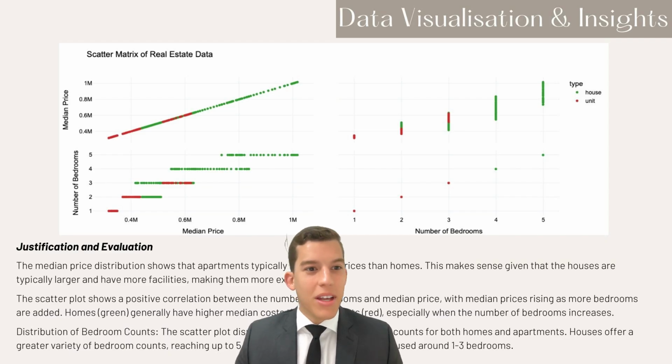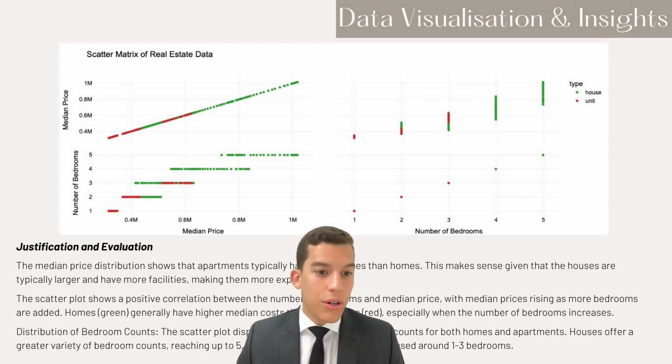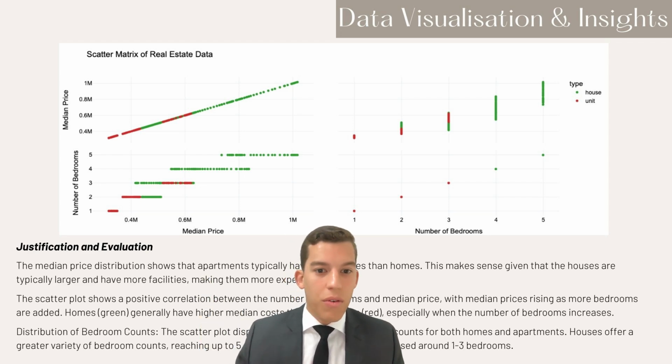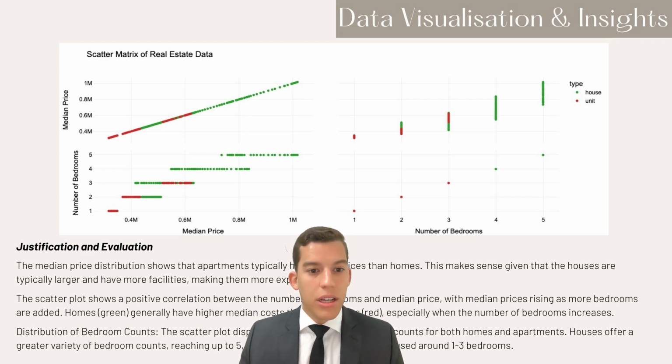Then came the scatter matrix with the real estate data. We saw that the median price distribution shows that apartments typically have lower prices than homes. This makes sense, given that houses are typically larger and have more facilities, making them more expensive. Also, the scatter plot shows a positive correlation between the number of bedrooms and the median price, as we said before, with the median prices rising as more bedrooms are added. The homes in green generally have higher median costs than apartments in red, especially when the number of bedrooms increases.